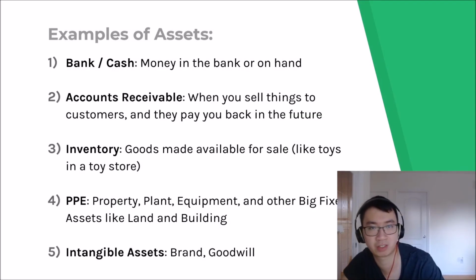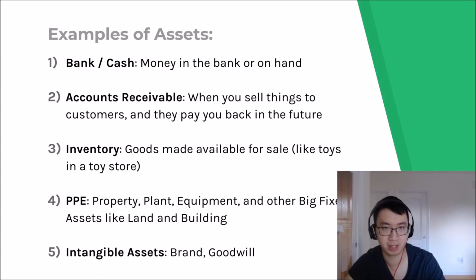Here are some examples of some assets. We have banking cash, so we have money in the bank or on hand. We have accounts receivable, inventory, property, plant and equipment, and intangible assets. These are all things that a company can own and they have value associated with them. Inventory is like the goods made available for sale. So if you are a toy store, the toys that you're going to sell are inventory and an asset to the company because it has value and you're going to sell it in exchange for some cash.